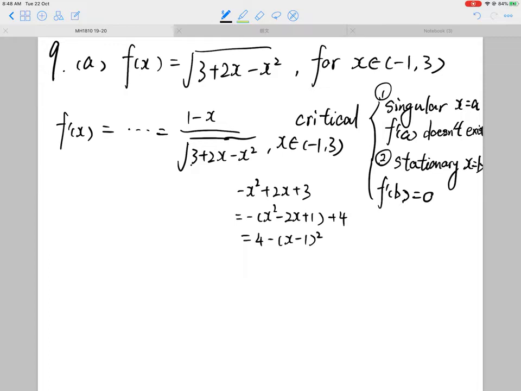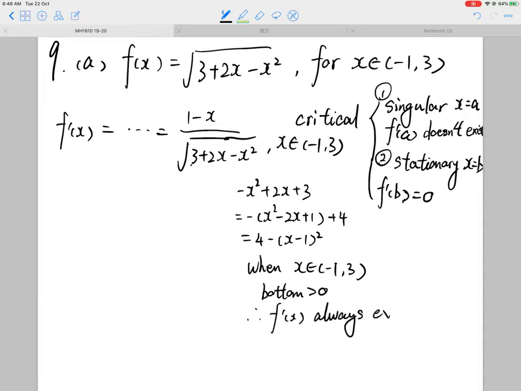So when x is between -1 and 3, this bottom is strictly greater than 0, right? So this part is not 0, so we don't need to worry. The top can be any number. So the bottom is never 0, which means this derivative always exists, which means there's no singular point.